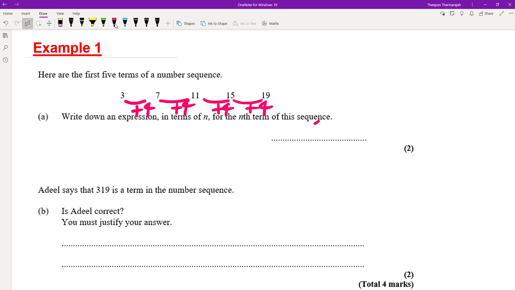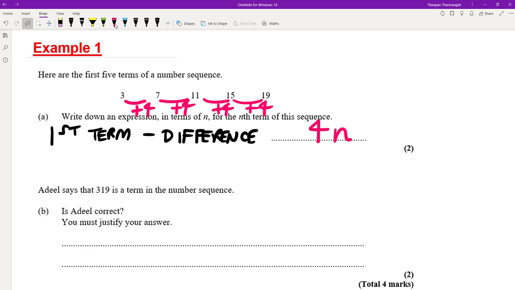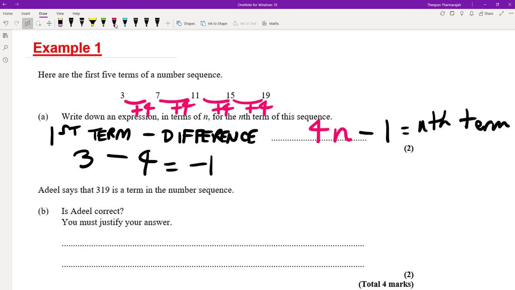To write down the nth term, you write the difference, which is 4, and write an n next to it. Then we take the first term and minus the difference, as in do the opposite of what we have. So 3 is the first term. The opposite of plus 4 is minus 4. So 3 minus 4 is minus 1. So we get that the nth term is 4n minus 1. This is called the nth term of an arithmetic sequence.